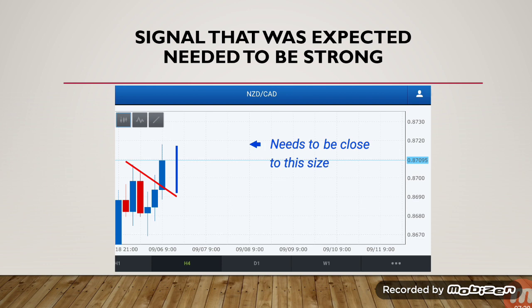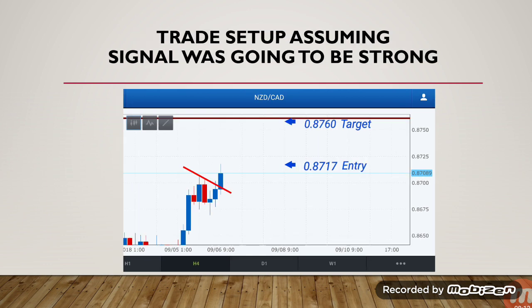Now, as the market began to provide us with the expected signal, what was needed was for the market to provide us with the bullish signal, but not just any bullish signal. It had to be of a certain size in order to have a high probability of actually leading to the expected breakout. If it fell short of this expected size, then it actually had a low probability of working out. So this was the expectation in terms of the size of the candle that was required, and this was the setup assuming that the market was going to be giving us the signal.